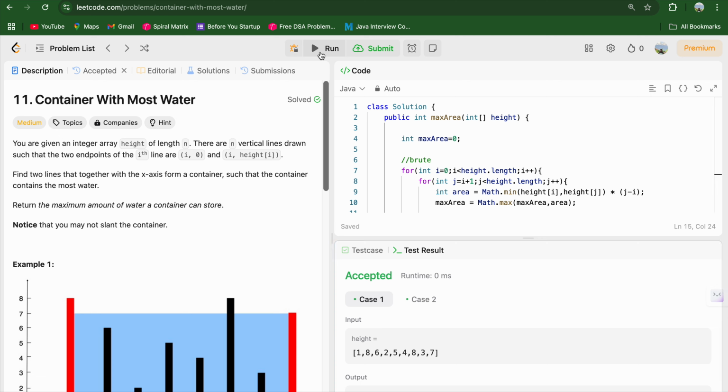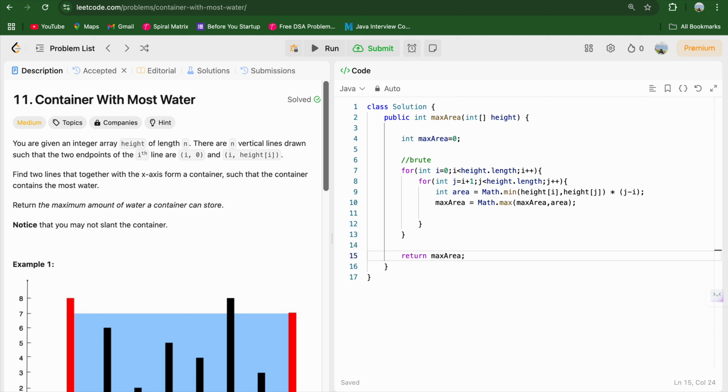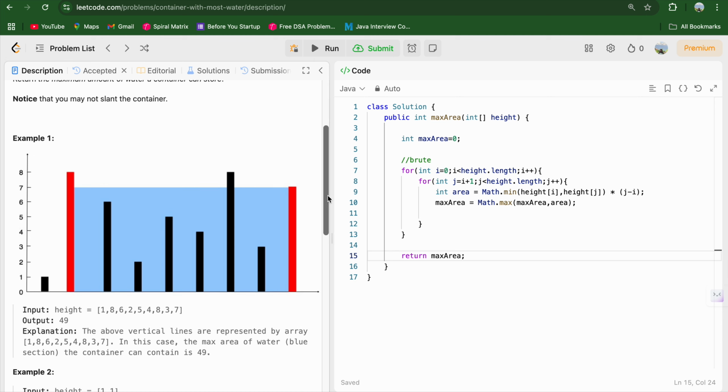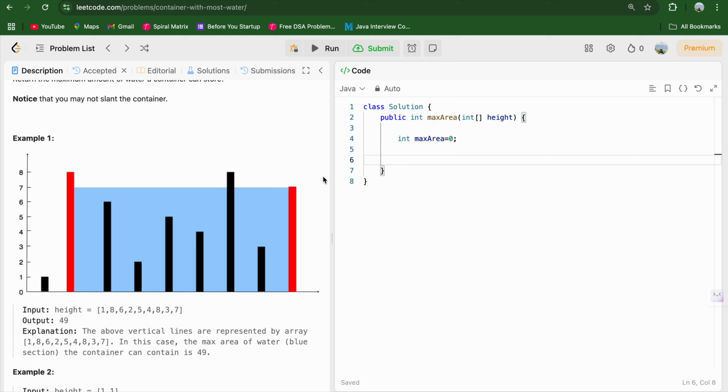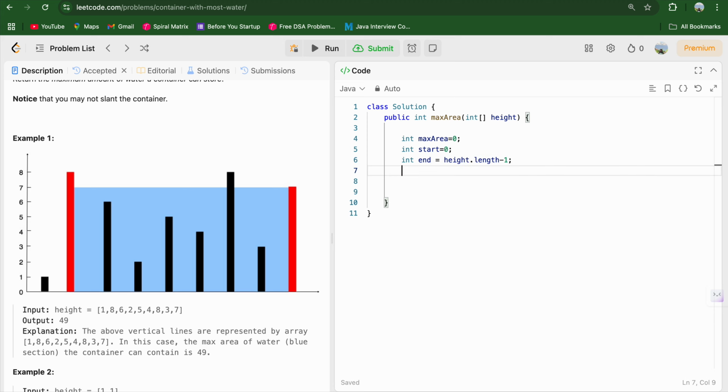So this just runs fine. I'm not going to submit it. I'll get a TLE. So this is obviously not an optimal solution. This is the brute force solution. So for the optimal solution, what we need to do is we need to consider two pointers. Okay, we need to have a start pointer which starts with 0 and an end pointer. Okay, now while start is less than end, we are going to do the same thing.